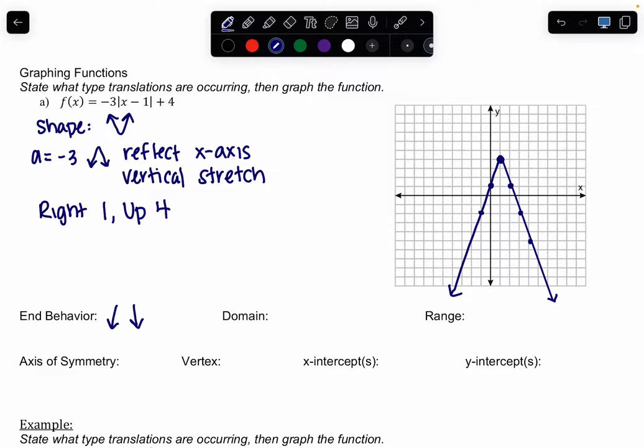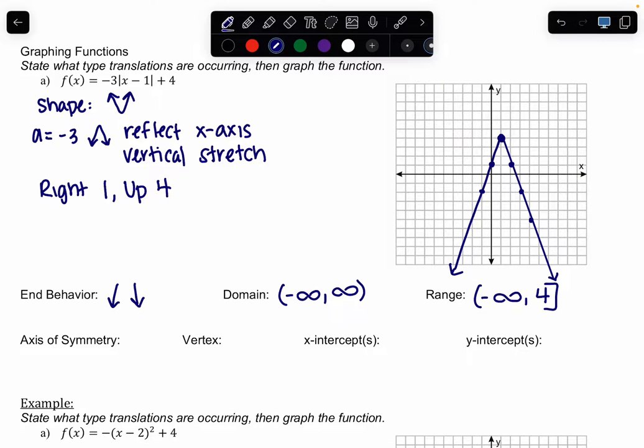Domain? Negative infinity to positive infinity. Good. Range? Negative infinity to 4. Does 4 have a parenthesis or a bracket? Bracket. Good. Axis of symmetry. This is that line of symmetry. That's going to cut the graph in half. But it's a line, so it's going to have what in front of it? Something equals 1. Oh, x equals. x equals 1. Good. Vertex is that very first point that we drew. So what was that ordered pair? (1, 4).